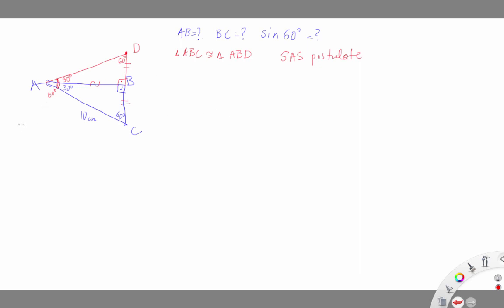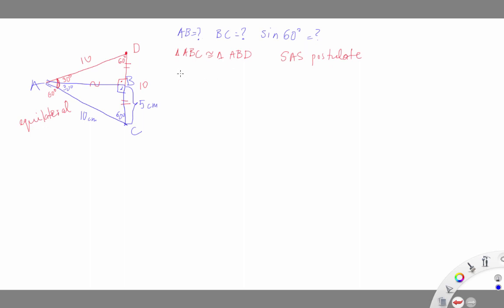Therefore, what do I have? I have an equilateral triangle. If we have an equilateral triangle, that means that all of its sides are equal to 10 centimeters. So if all of its sides are equal to 10 centimeters, over here I have half a side, therefore this side will be 5 centimeters.